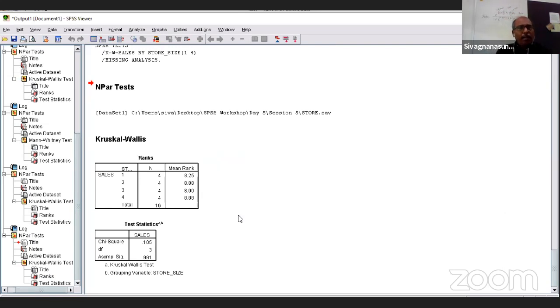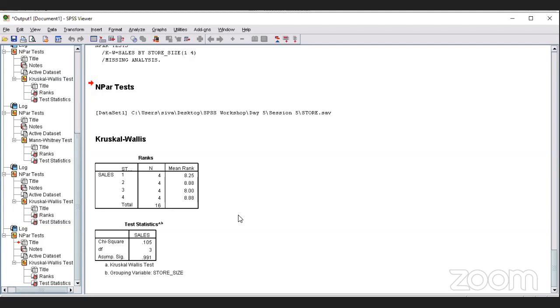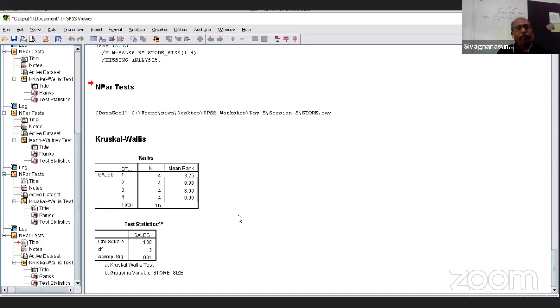So you are seeing the output table, right? Now you are seeing the output. The null hypothesis, the mean rankings are equal. And you are looking at the significance. Asymptotic significance, it is 0.991, which is greater than 0.05. So you are failing to reject the null hypothesis, which means the mean rankings are equal.